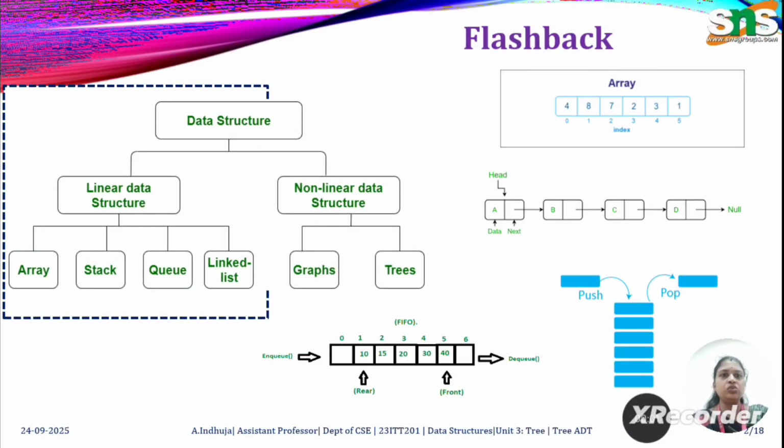Before going into the video of trees, we'll see a simple flashback of the data structures which we saw previously. We saw two kinds of data structures, which are linear and non-linear. In linear data structure, we saw array, stack, queue, linked list, and in non-linear data structure we are going to see trees and graph.